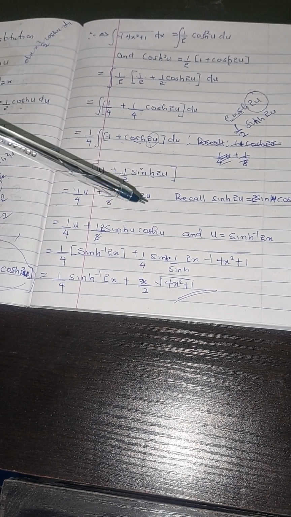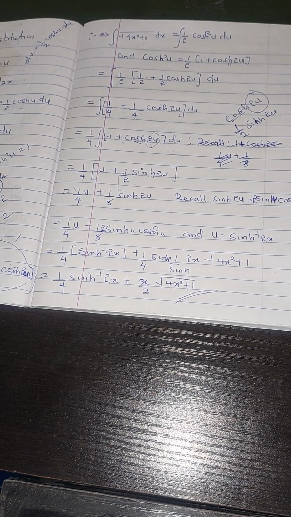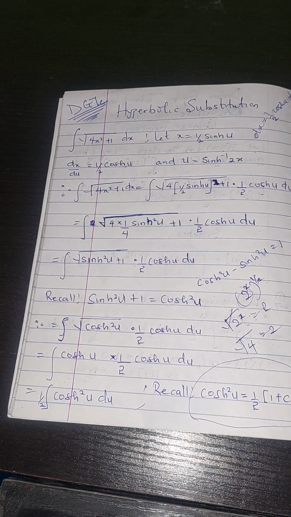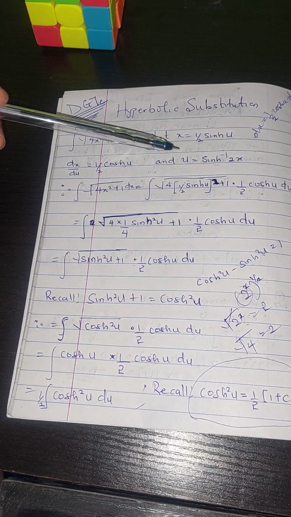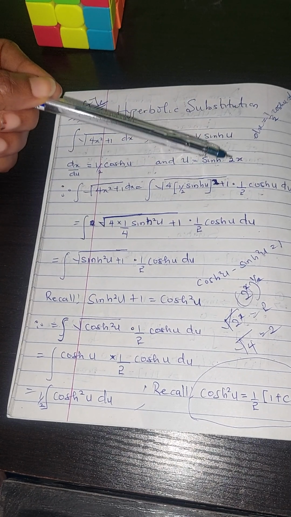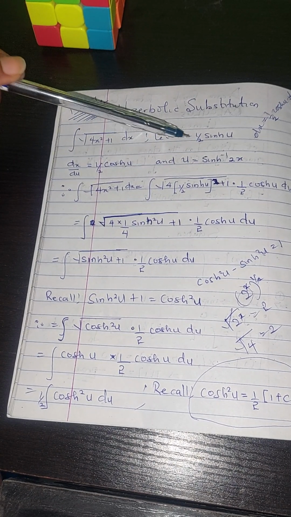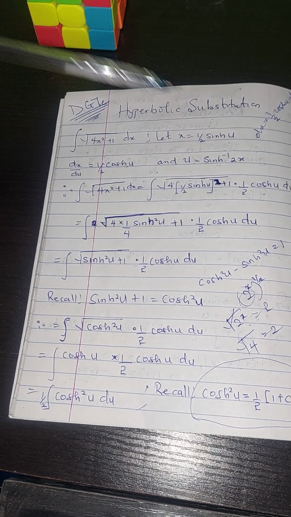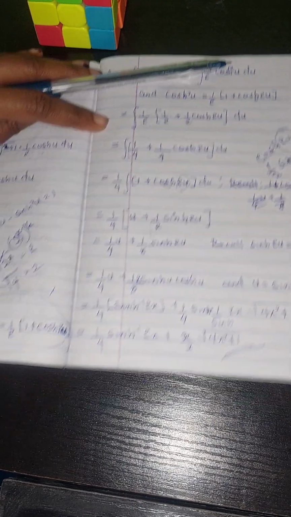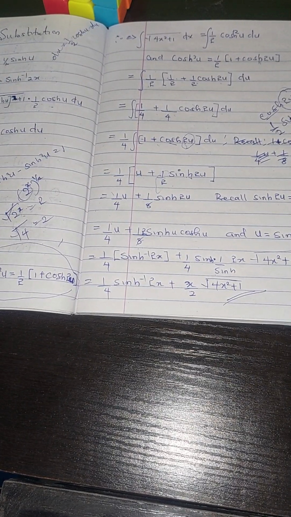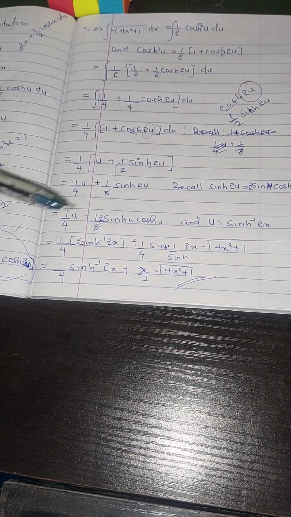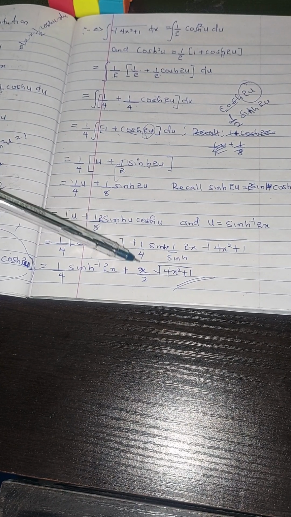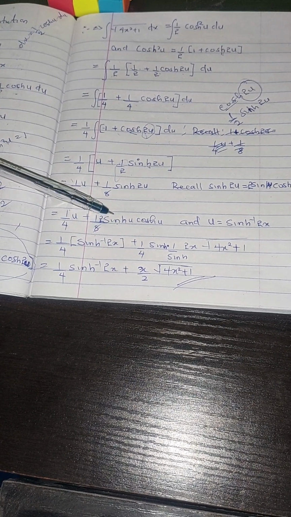Now I should be getting my answer in terms of x and not u. You know, initially recall that I said your u equals hyperbolic sine inverse of 2x. So that means anywhere I see u, I impute it as hyperbolic sine inverse of 2x. So that is why here, instead of u, I have 1 over 4 hyperbolic sine inverse of 2x plus 1 over 4. This is hyperbolic sine.